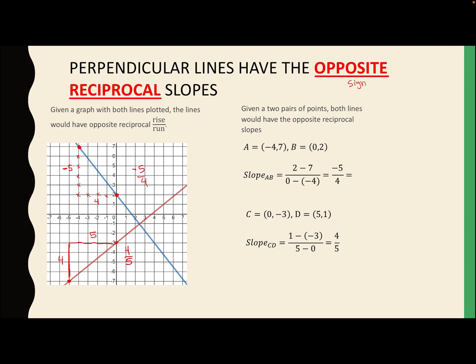If we have the slope formula, we would substitute in the points (-4, 7) and (0, 2), for instance, and we would have -5/4. And then for line CD, which is the red line still, I should have mentioned that, we would have the point (0, -3) and the point (5, 1) again. Or we could have also used (-5, -7). It won't matter. The slope of the line would still be 4/5. And again, because these numbers are opposite reciprocals, the lines are perpendicular to each other, which means they intersect at a right angle.